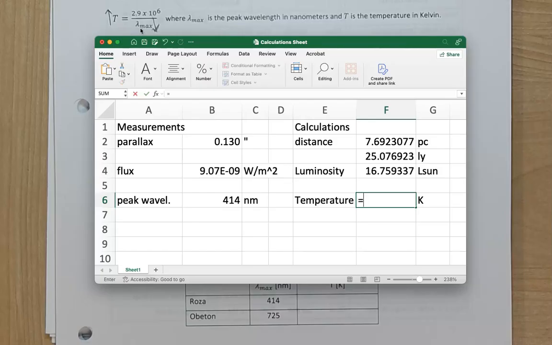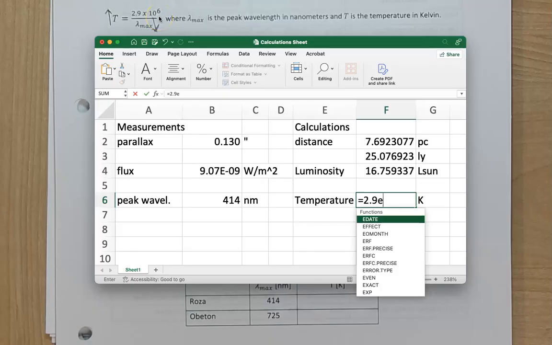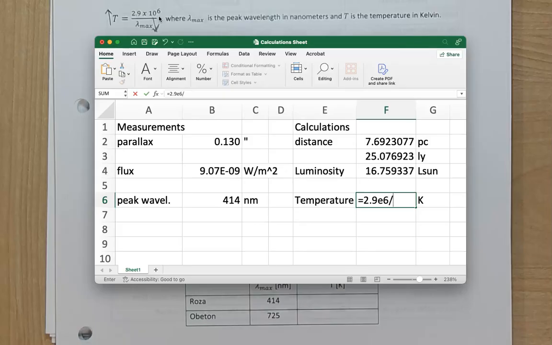The temperature equals 2.9 times 10 to the 6, which of course I'll just put 2.9 E6, divided by the peak wavelength. What's the peak wavelength? It's whatever number I put into cell B6. So I have my spreadsheet programmed to go grab the peak wavelength in B6 and do 2.9 times 10 to the 6 divided by that, and therefore Rosa must be 7,004 Kelvin. Or, 7,005 if we're rounding up.